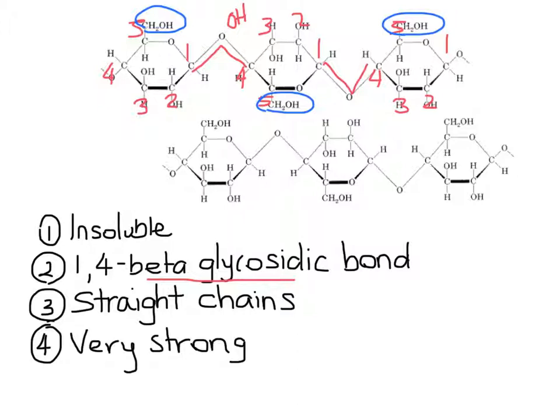And because it is so evenly distributed on alternating sides, it's going to create a nice straight chain. And again, being that it makes up the cell wall of a plant, it needs to have that straight, rigid structure. And so the fourth point is that glucose or cellulose in terms of its polymer are very, very strong. And that has to do with a hydrogen bond.